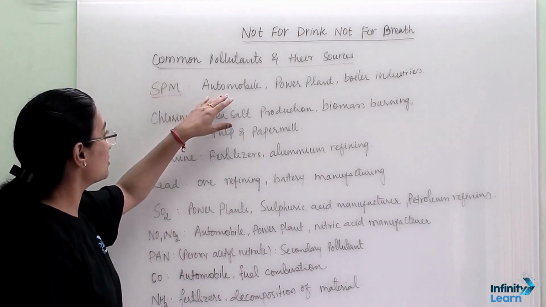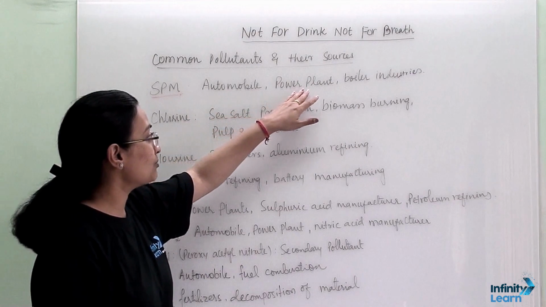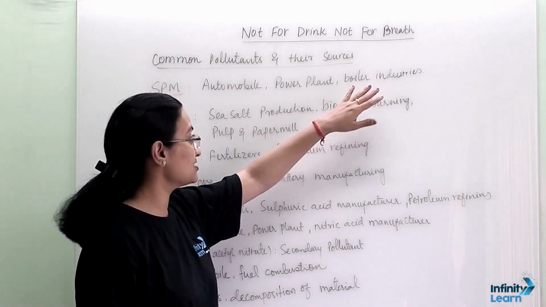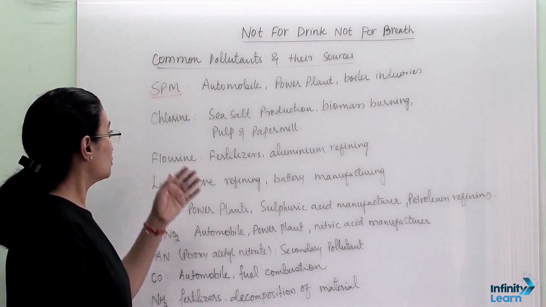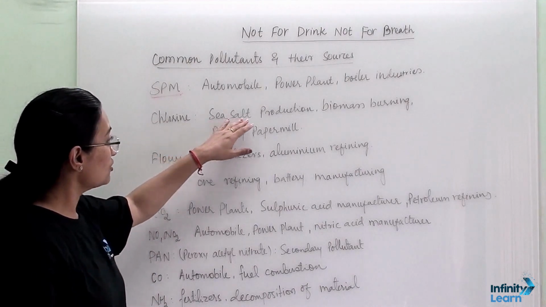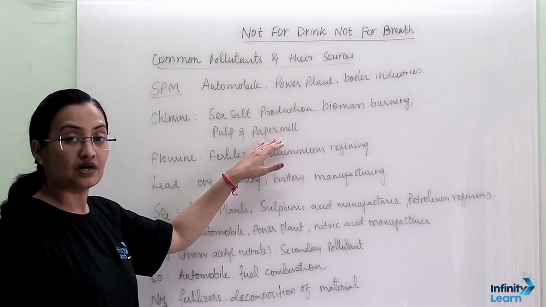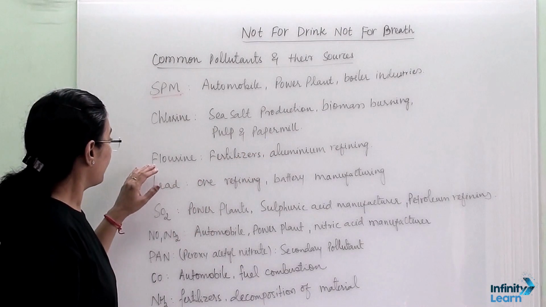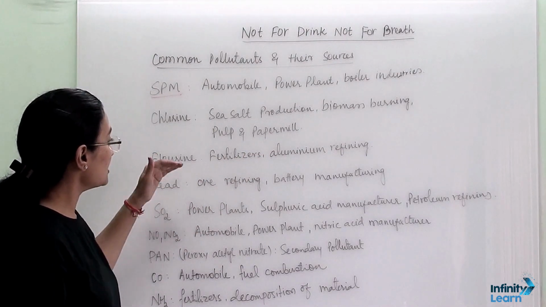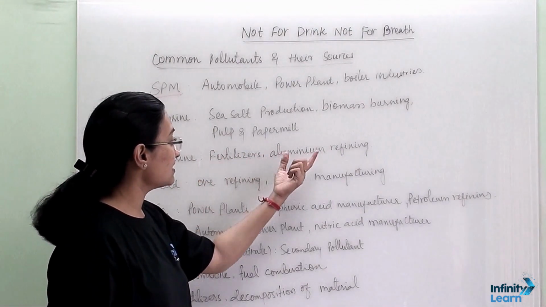This matter comes out from automobiles, power plants and boiler industries. Then comes chlorine. Chlorine pollution comes out from sea salt production, biomass burning, pulp and paper mills. Then comes fluorine. Fluorine comes out from fertilizer and aluminium refining.